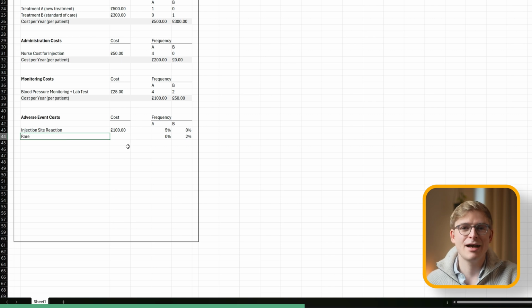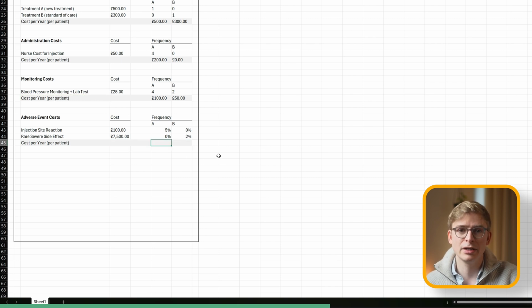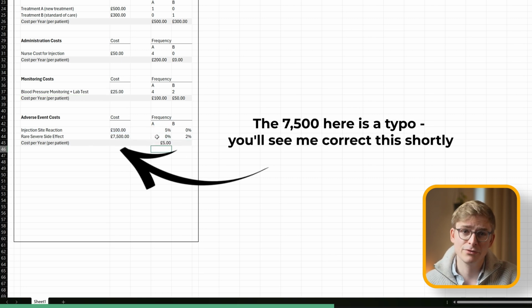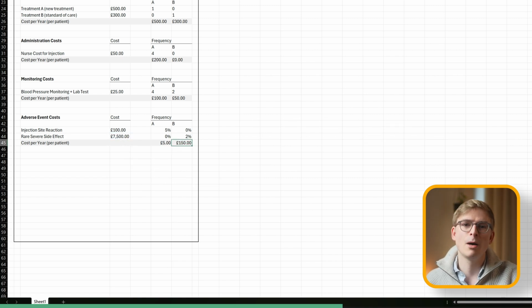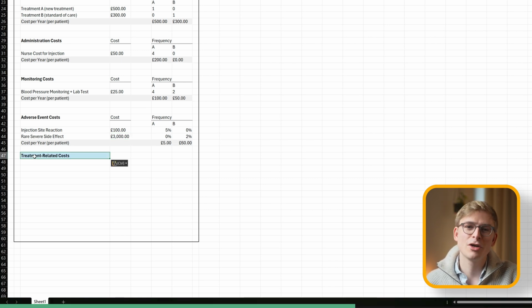While treatment B doesn't have any injection site reactions, it has been associated with severe rare side effects that occur in 2% of all patients. Since these side effects are difficult to treat, they are also very costly at a price of £3,000. As not every patient experiences these side effects though, we apply our percentages to these costs to derive an annual per patient adverse event cost. With our treatment-related costs completed, we can now focus on the condition-specific costs.